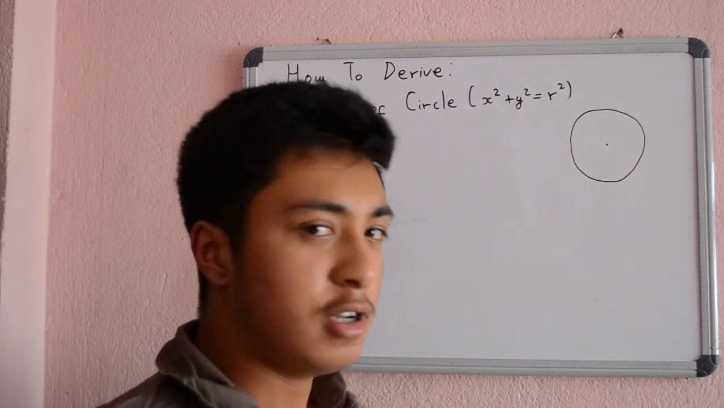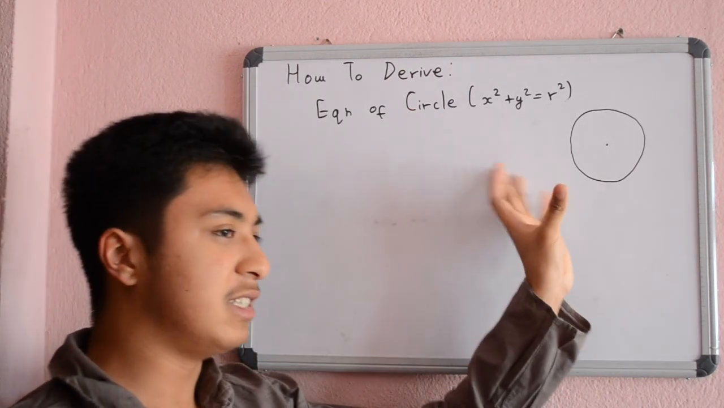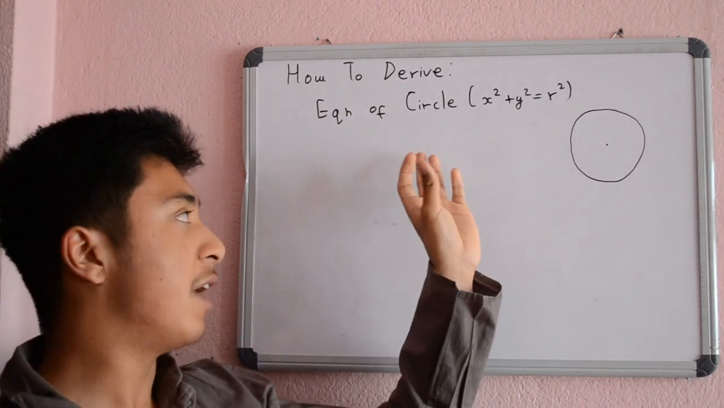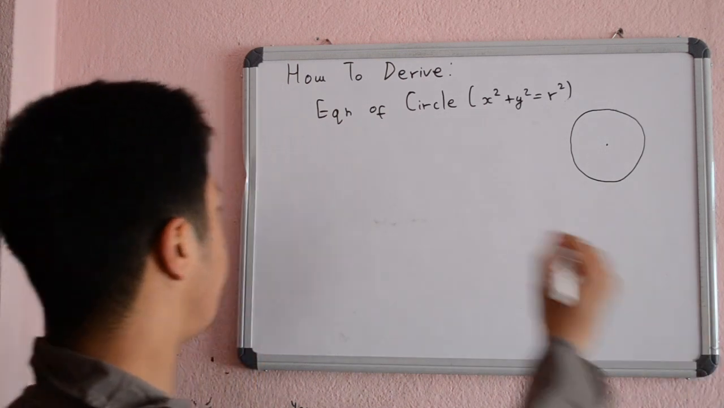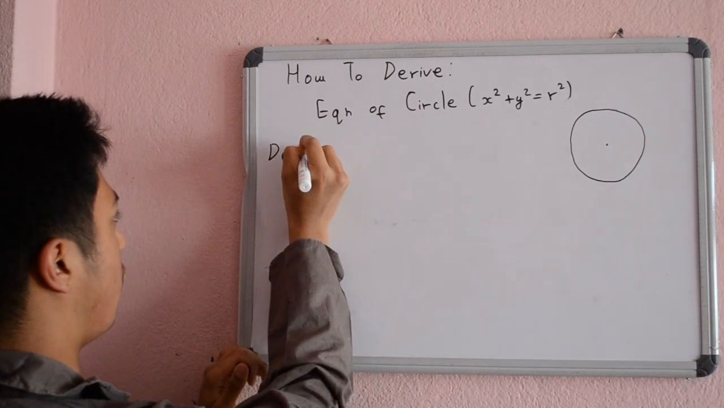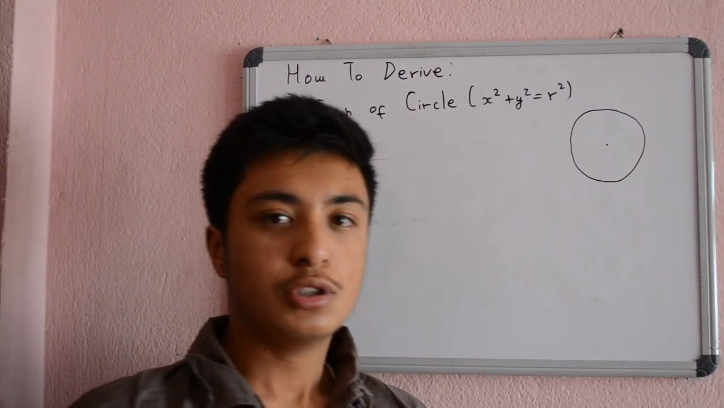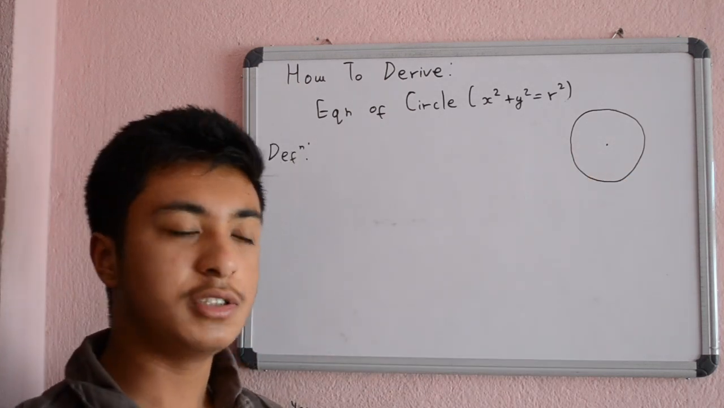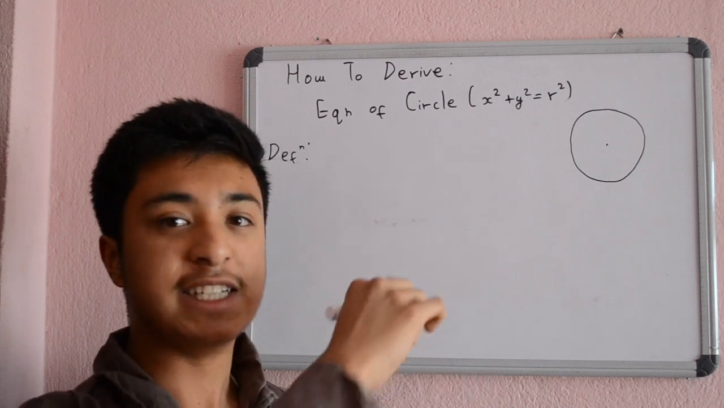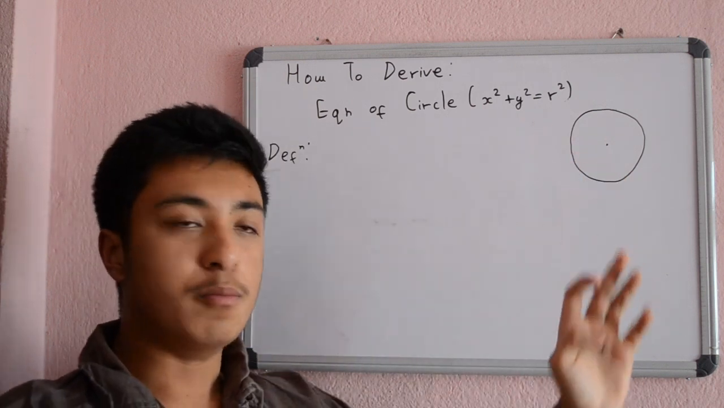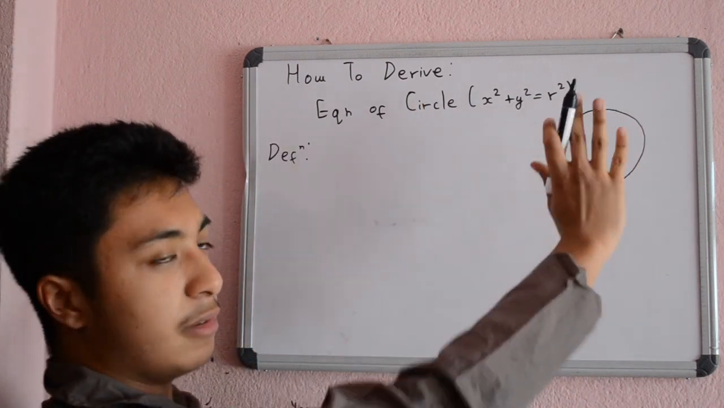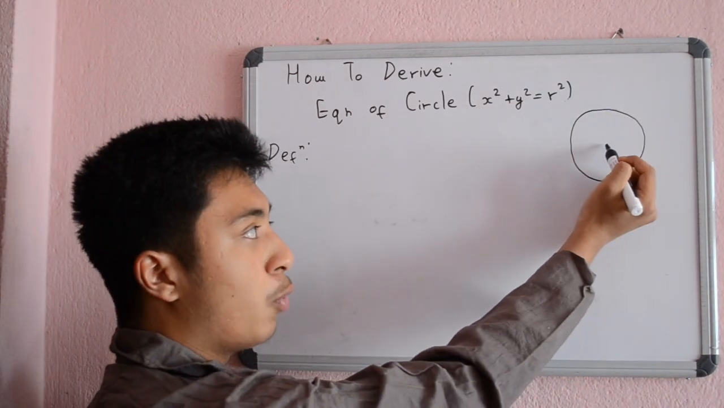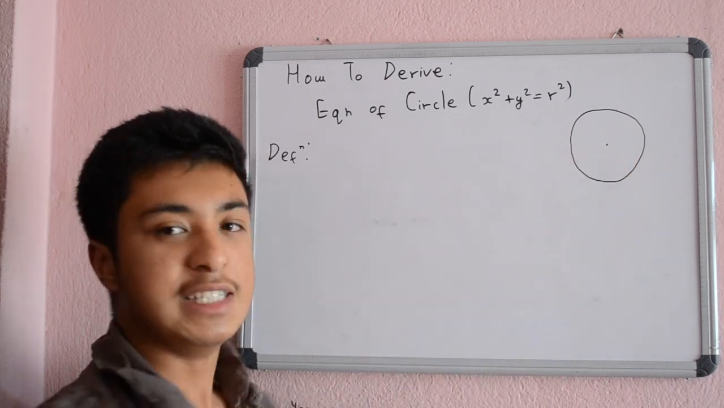Well, for typically 2D shapes like these, you will have to go to the definition to help you derive the equation. So, let's look at the definition of a circle. In math language, a circle is defined as the locus, which means the shape that is made, of a moving point in a plane, such that the distance from it to a fixed point at any time is equal.